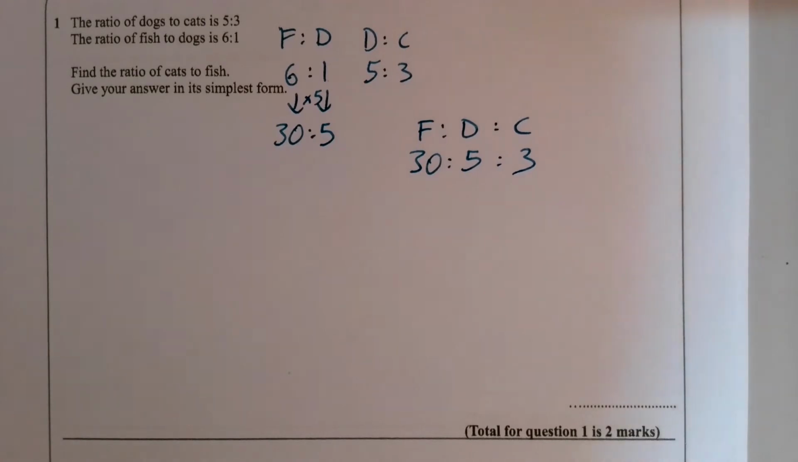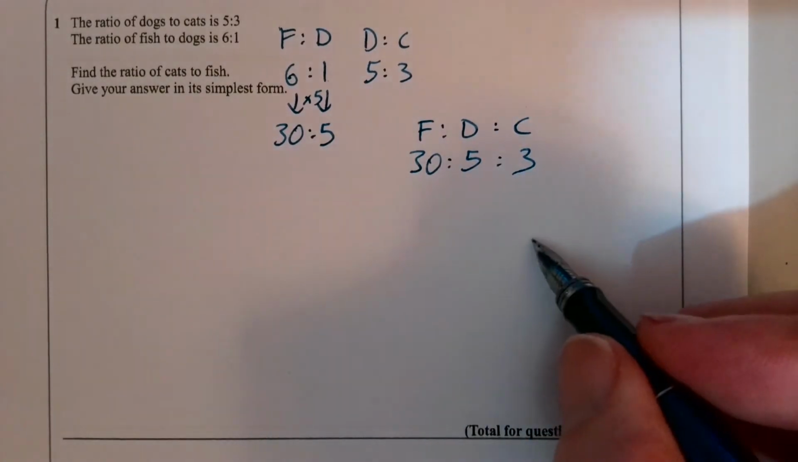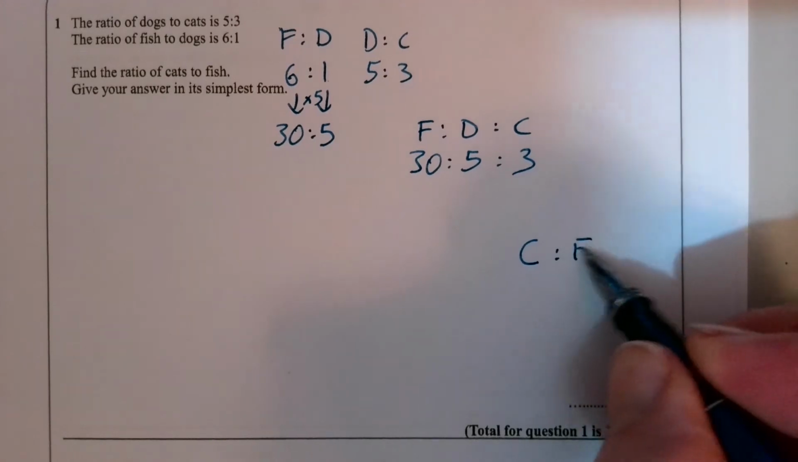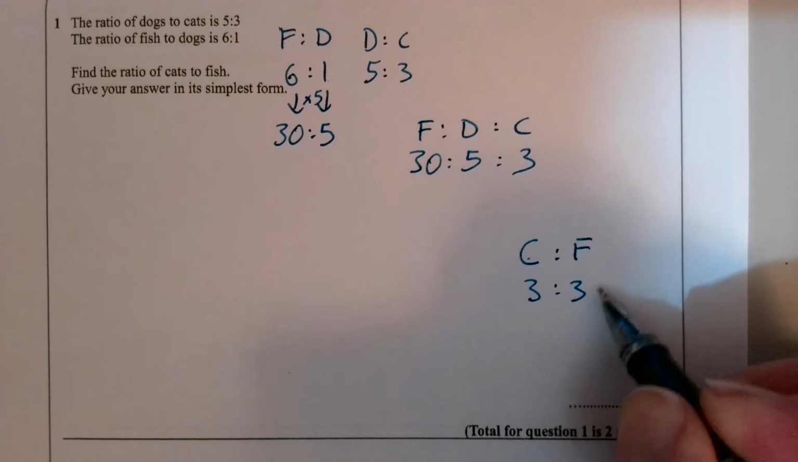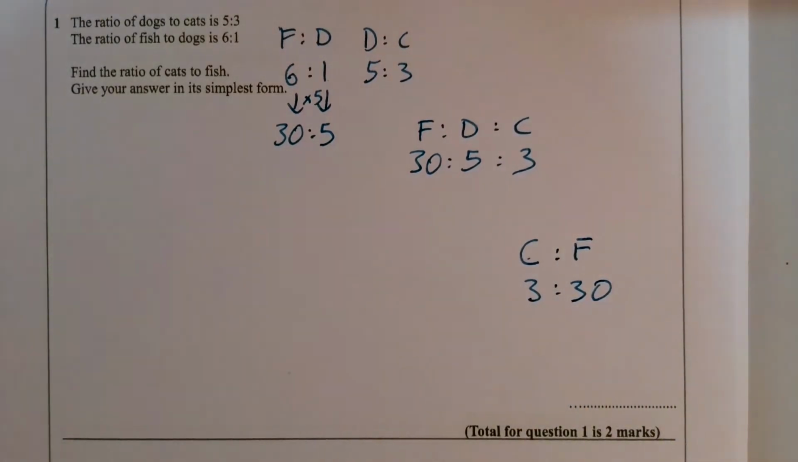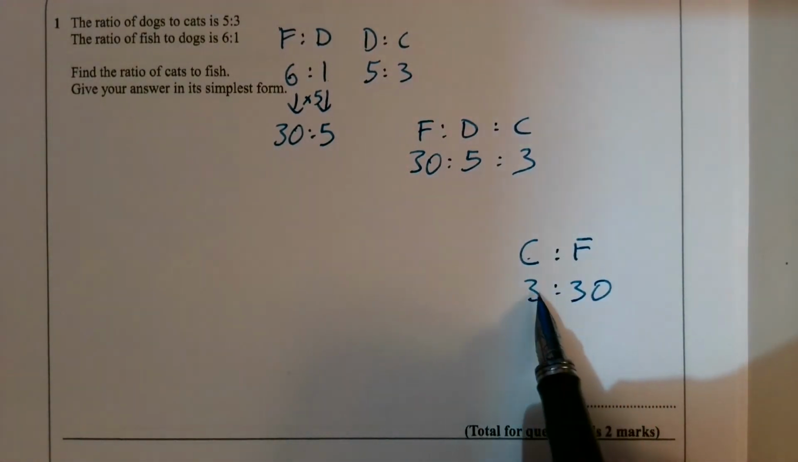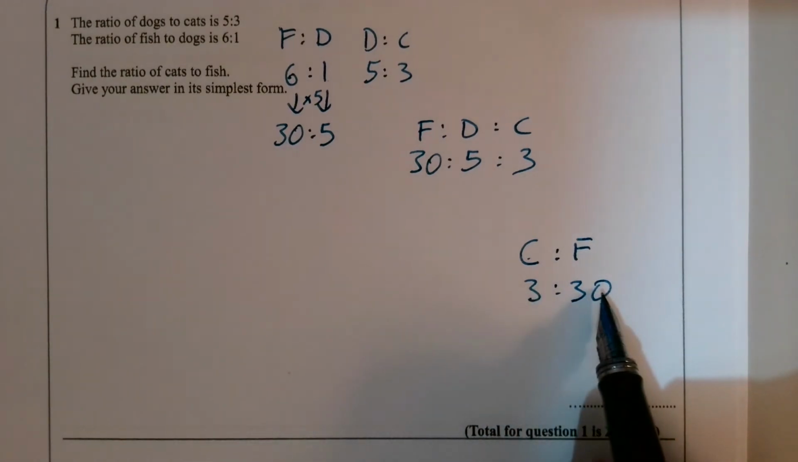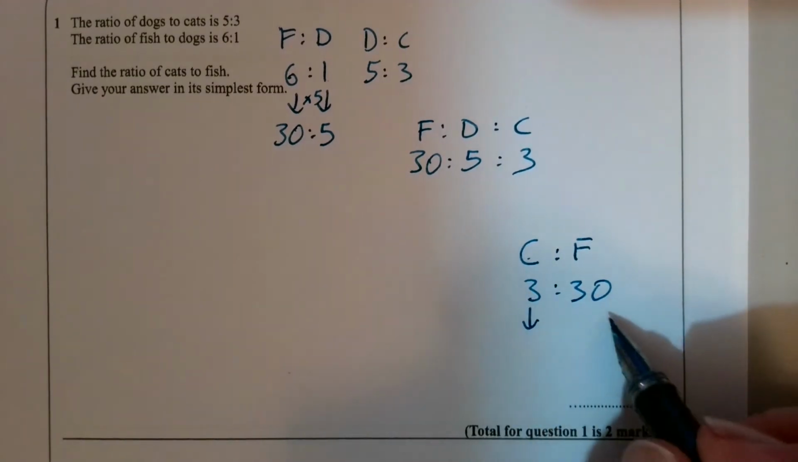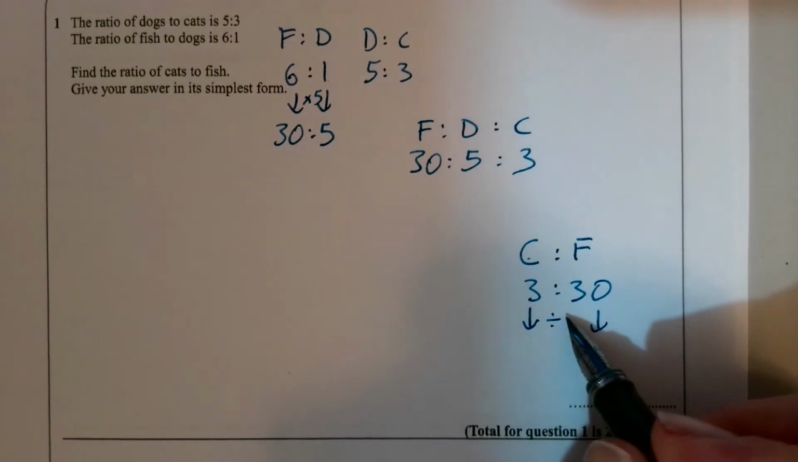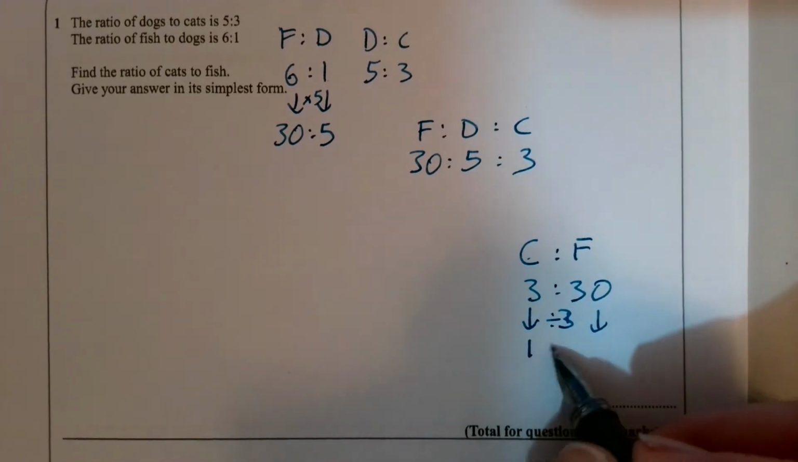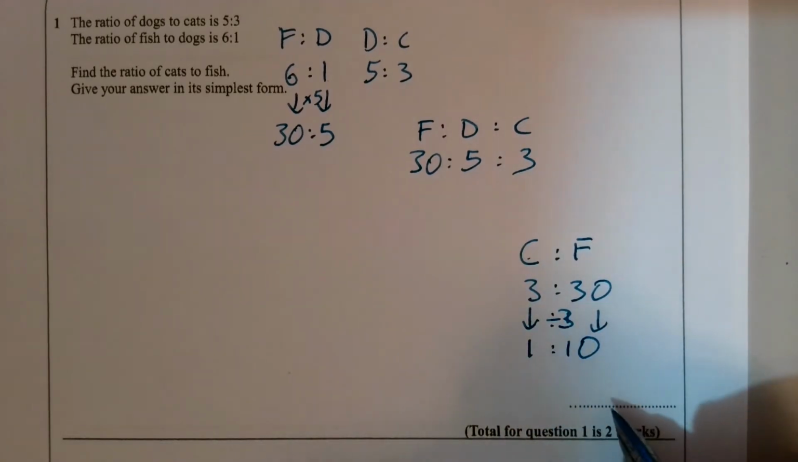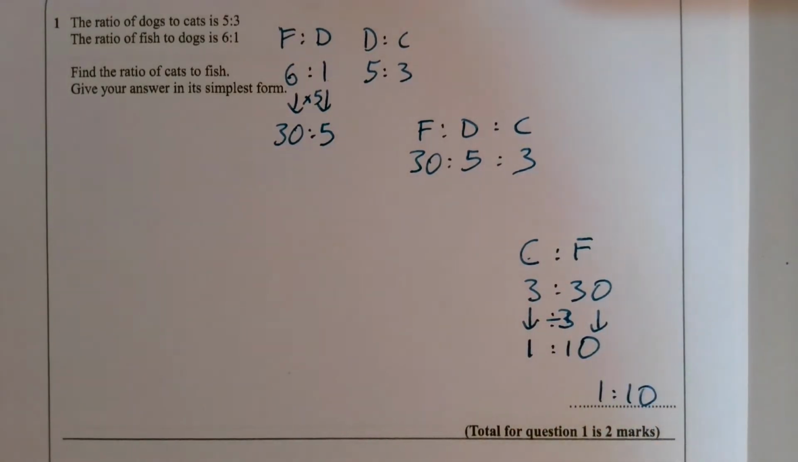Now they want cats to fish, so you always have to do it in the order that it says. So cats comes first to fish. So cats was 3 to 30 for fish. Now I've still only got 1 mark out of 2 because we can simplify this ratio. If every 3 cats makes 30 fish, well, each cat is worth 10 fish because we can divide both by that same number. So that gets us 1 to 10. So 1 to 10 is our final answer.